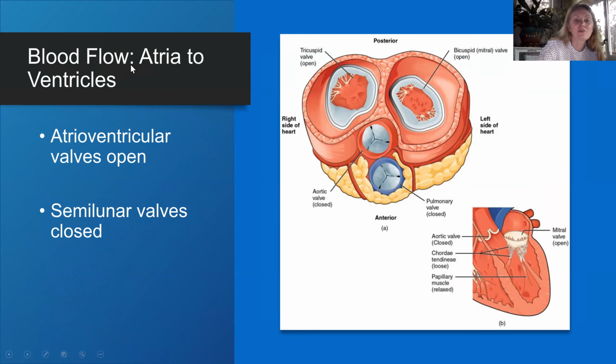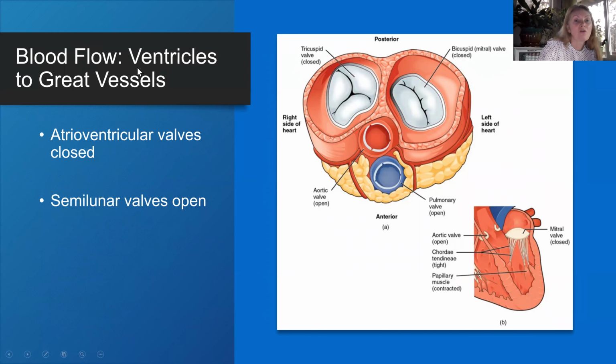Okay. So when blood flows from atria to ventricle, of course you want atrioventricular valves to be open. You flow from atria to ventricle and there is a valve between them, so we want it to be open. And when the AV valve opens, the semilunar valve is closed. That makes sense, right? When we flow from ventricles to great vessels, pulmonary trunk and aorta, we want semilunar valves open because they are between ventricle and great vessels, and then the AV valve is closed.